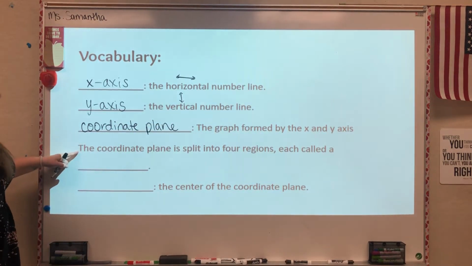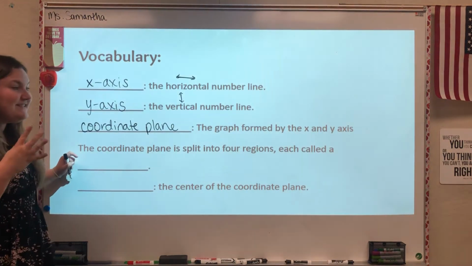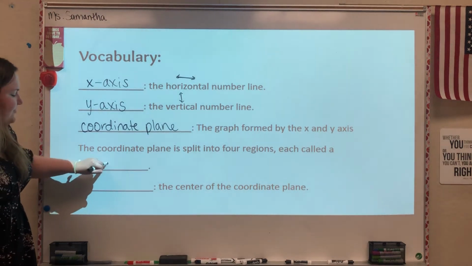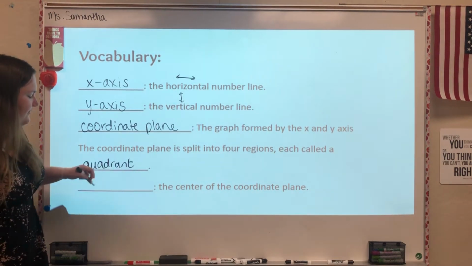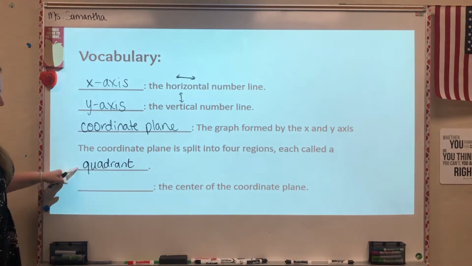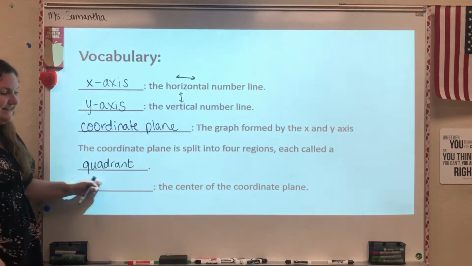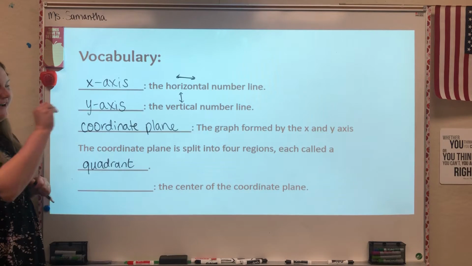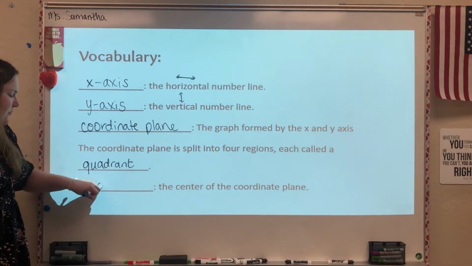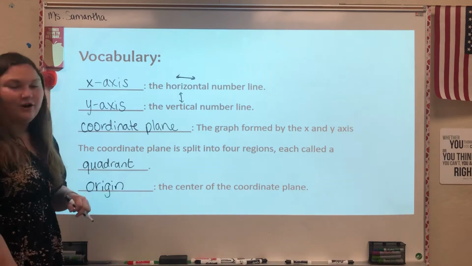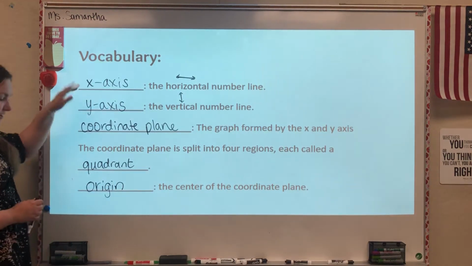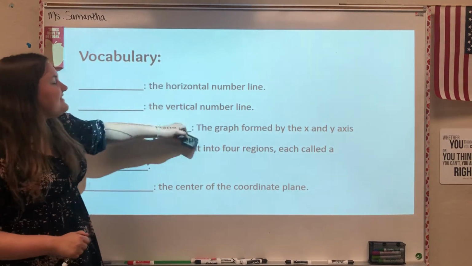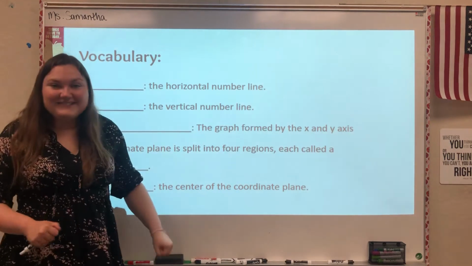The next one says the coordinate plane is split into 4 regions, each called a quadrant. Remember 4 and quad? That's how you can help remember that one. And then our last one, this is the name of the center of the coordinate plane. What did we call that point in the middle? We called it the origin, because it's where our coordinate plane begins. Again, these are words you're going to hear a lot in this lesson. I recommend that you write down the definitions if you have not already. But let's go ahead and start getting into the math.